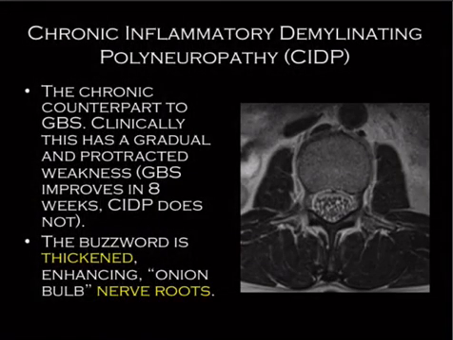So what is CIDP? It's, like I said, the chronic counterpart to GBS, has a more gradual and protracted weakness, whereas GBS is an acute thing, tends to improve within one or two months. CIDP does not. So thickened nerve roots, think CIDP or Charcot-Marie-Tooth. You wouldn't have to choose between those two.